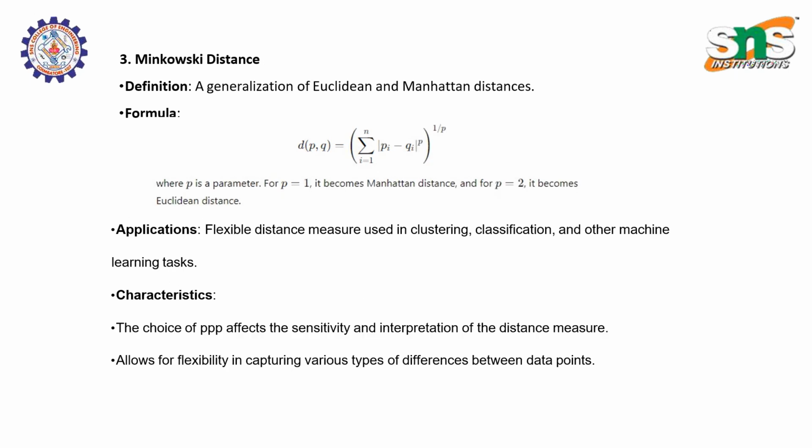Next is Minkowski distance, a generalization of Euclidean and Manhattan distance, where p is a parameter. For p equal to 1 it becomes the Manhattan distance, and for p equal to 2 it becomes the Euclidean distance. The application is a flexible distance measure used in clustering, classification, and other machine learning tasks. The main characteristics are the choice of p affects the sensitivity and interpretation of the distance measure, allowing flexibility in capturing various differences between data points.